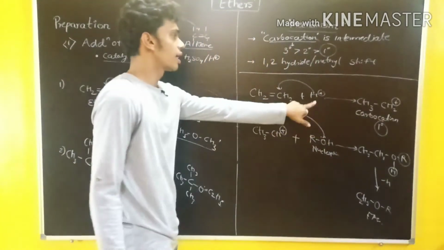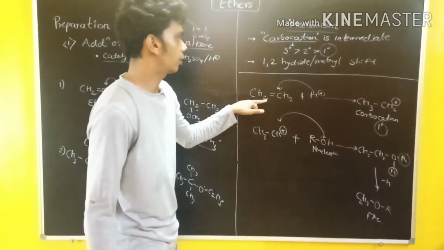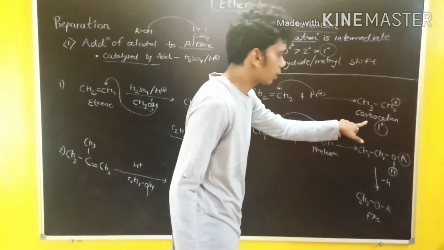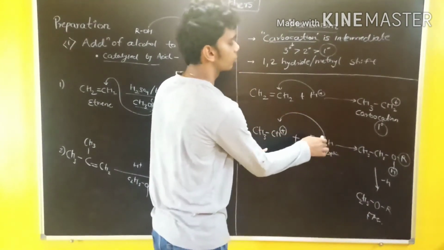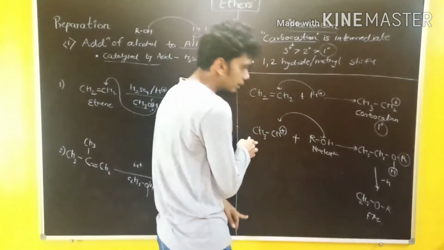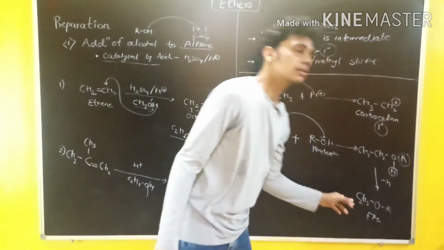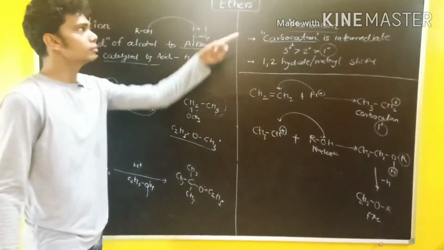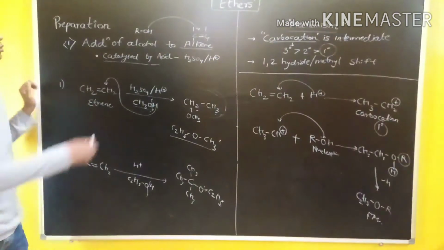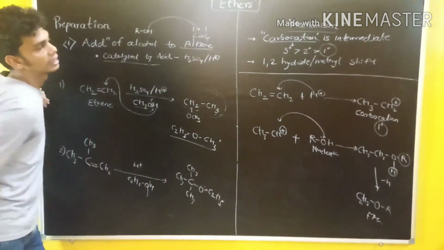So what is the mechanism? First step, H plus attacks the alkene, formation of the carbocation. Then the nucleophile, which is your alcohol, attacks your carbocation, leading to formation of the ether. So this is the mechanism of ether formation, that is, addition of alcohol to your alkene.